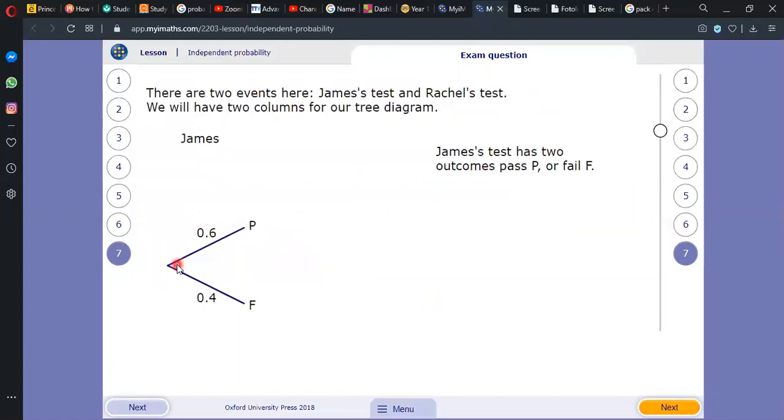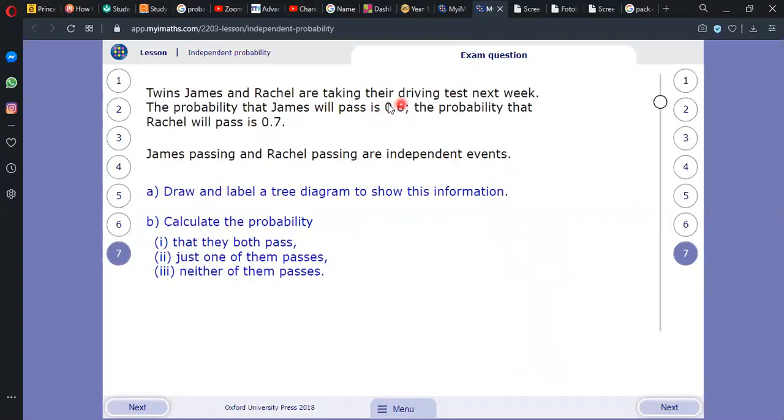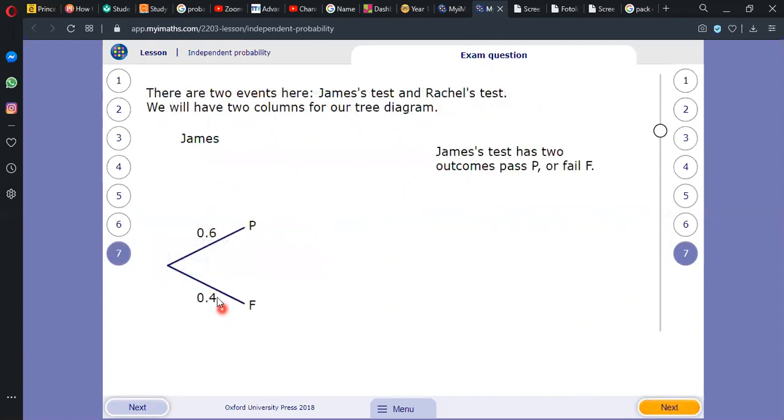So this is the first tree diagram for James. You know there are 2 independent events. So the outcomes that we'll pick is pass and not pass. Of course, not pass means failing. So pass, fail, 0.6. Fail will definitely be 0.4. The question actually gave us 0.6 as the probability that James will pass. So you must find the probability that James would fail, which is 1 minus 0.6 as explained before. And that is how we have gotten the 0.4 right here.